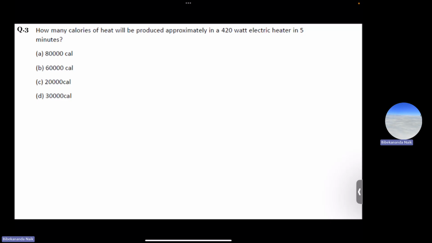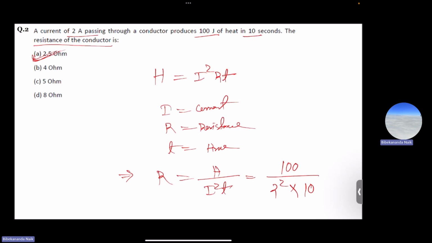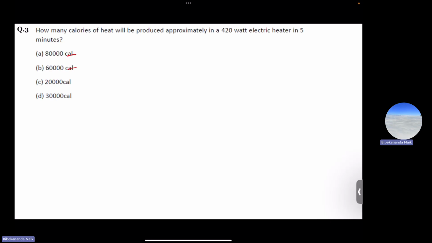So here you should keep in mind that in the previous question, the amount of heat that was produced was given in terms of joule. Here it was 100 joule, but here all the units are in calorie. So you should always keep in mind what is the unit of heat that is given. According to the unit, we need to convert the amount of heat by using the formula 1 calorie is 4.2 joule.